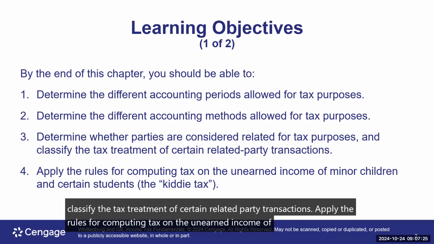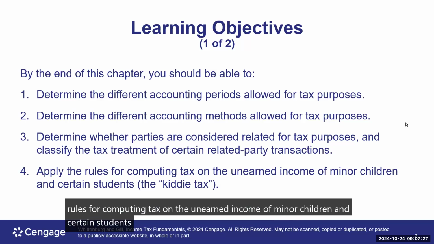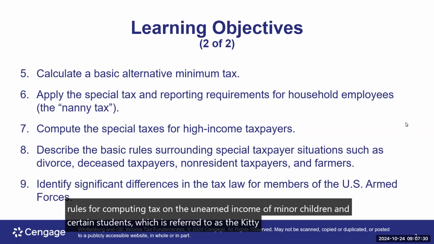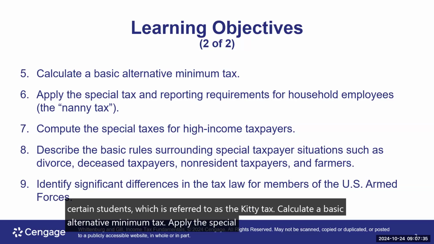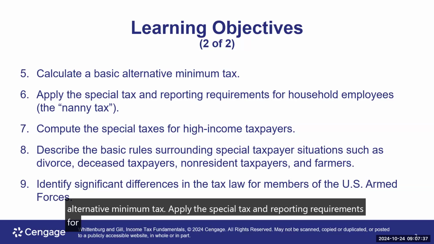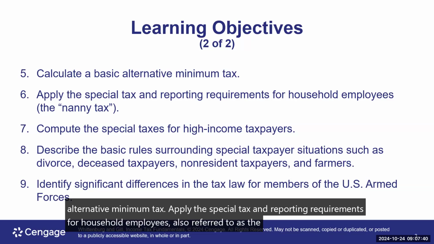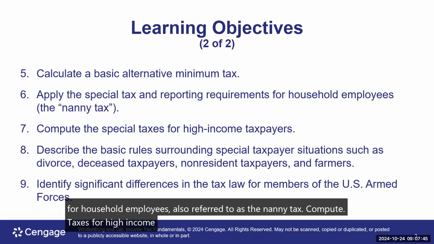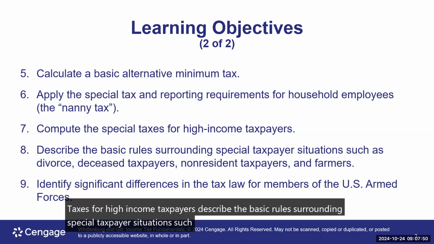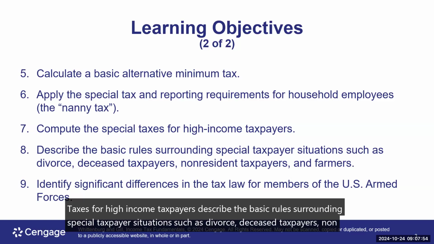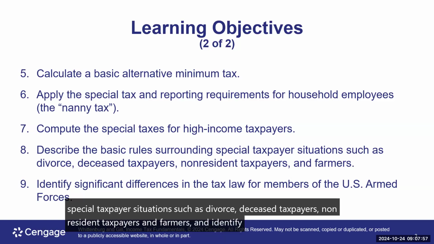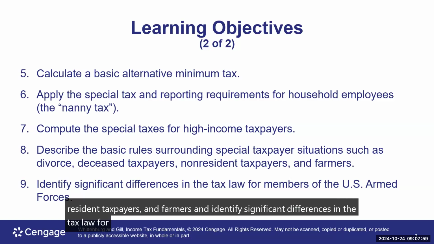apply the rules for computing tax on the unearned income of minor children and certain students, which is referred to as the Kiddie Tax, calculate a basic alternative minimum tax, apply the special tax and reporting requirements for household employees, also referred to as the Nanny tax, compute the special taxes for high income taxpayers, describe the basic rules surrounding special taxpayer situations such as divorce, deceased taxpayers, non-resident taxpayers, and farmers, and identify significant differences in the tax law for members of the U.S.